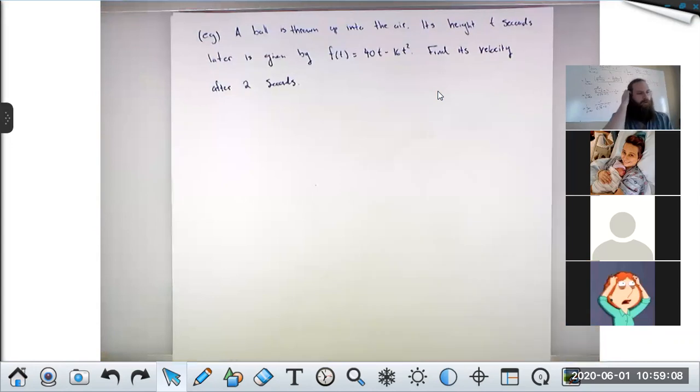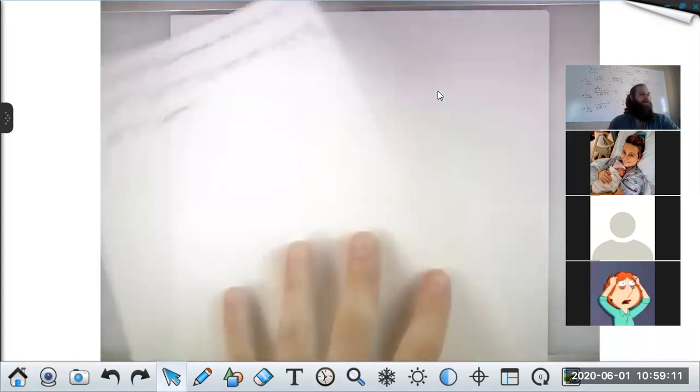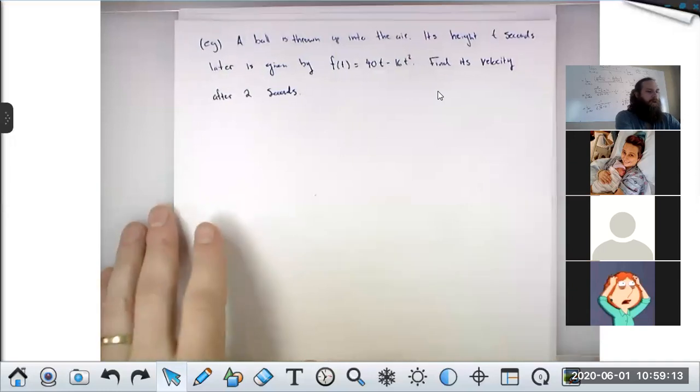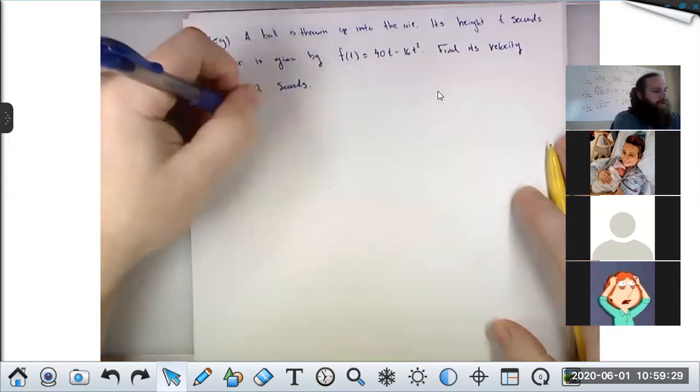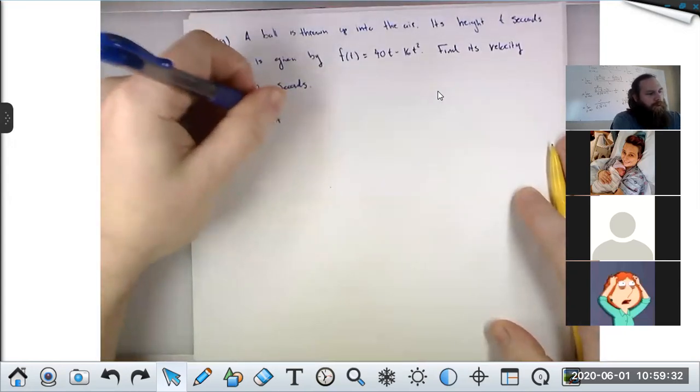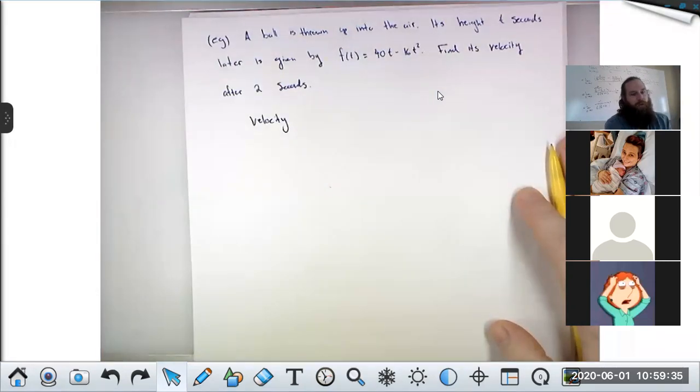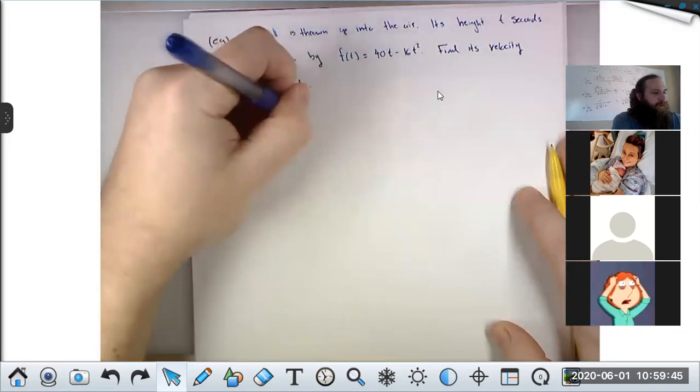So is the situation clear? I got a dude standing on the ground. At time t equals 0, he throws a ball into the air. The height of the ball t seconds later is given by this. So if I wanted to know the height of the ball after 1 second, I would plug in t equals 1. But I don't want the height, I want the velocity. Remember, velocity, it's basically the same as speed. The difference between speed and velocity is that velocity carries a sign. It's positive if you're going up, it's negative if you're going down. So this is a rate of change.